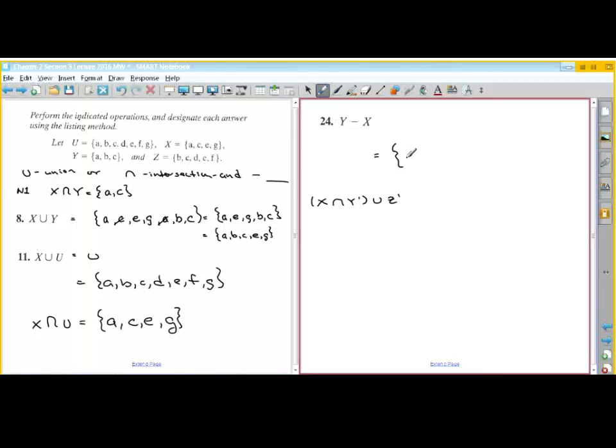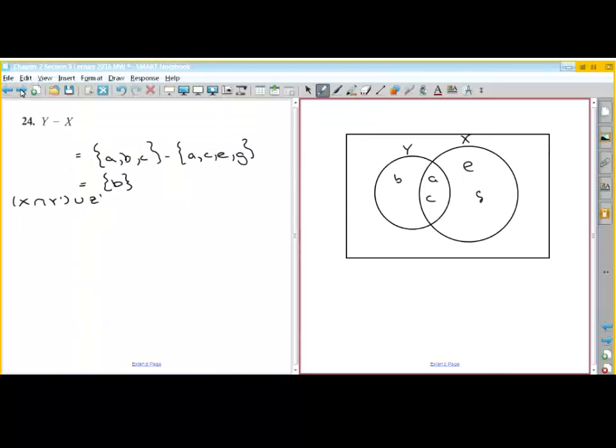So let's write it out so we can see it in one place. Set Y is A, B, and C, which consists of three letters. Set X is A, C, E, G. And so what we're going to do is eliminate this one and this one because they're common. And so the final answer is the letter B. Okay, so that's how you would do it, just looking at the sets.